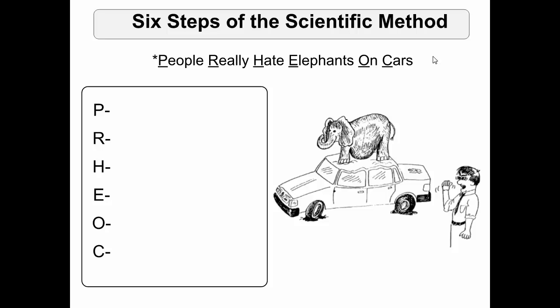To help you with that, we have this saying: people really hate elephants on cars. If you can remember that saying, you can remember the steps, because the first letter of each word stands for one of the steps. If you look at this picture here of Mr. Arcuri standing on the car, that might help you to remember that sentence. So the P, what do you think the P stands for? Abby? Problem? Yeah, it's the problem. We'll talk about what these steps mean in a couple minutes, but for now we'll just list them. Does anyone have an idea what the R might stand for?